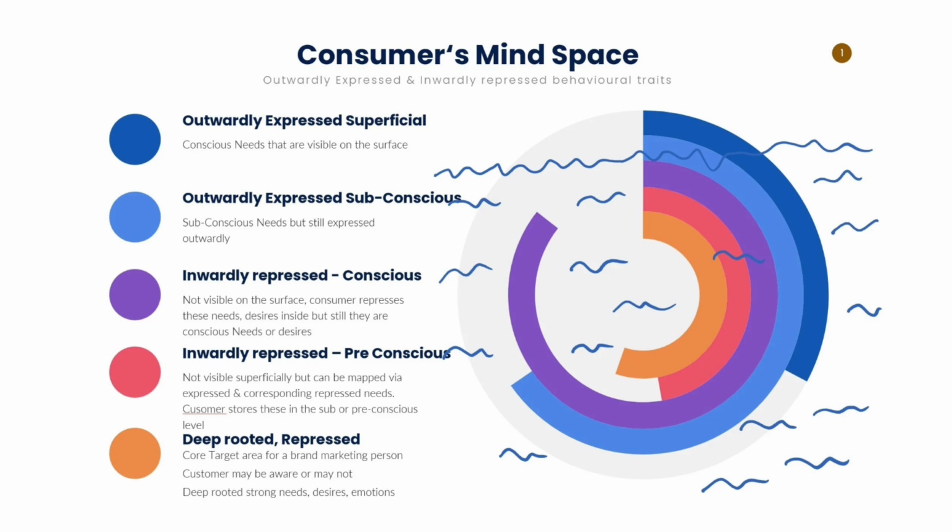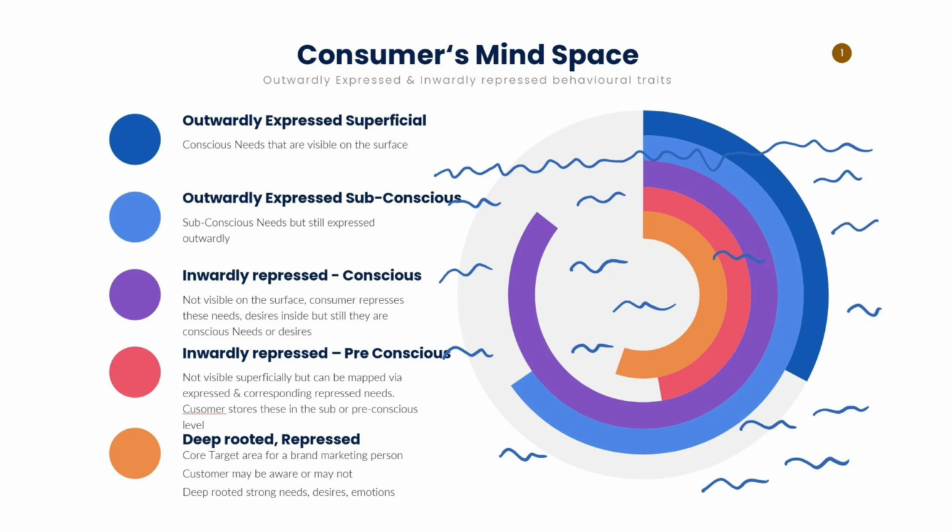So these outwardly expressed and inwardly repressed behavioral traits, some of it are superficial and therefore visible easily. Some of it are superficial at a conscious level, some are at an unconscious or subconscious level. Then the majority of them are inwardly repressed. So as you go deep inside and start peeling off layer after layer after layer of the consumer's mind, then you will move from outwardly expressed superficial to what is called the deep rooted, repressed needs and desires and emotions.